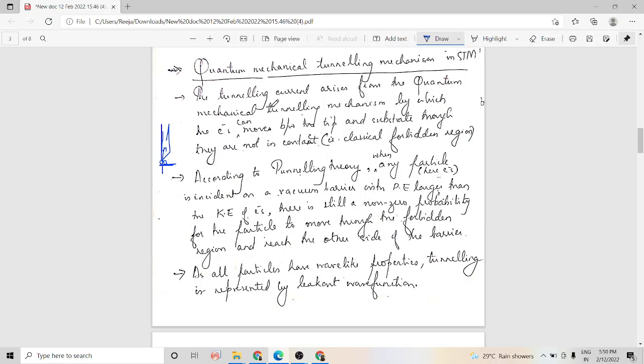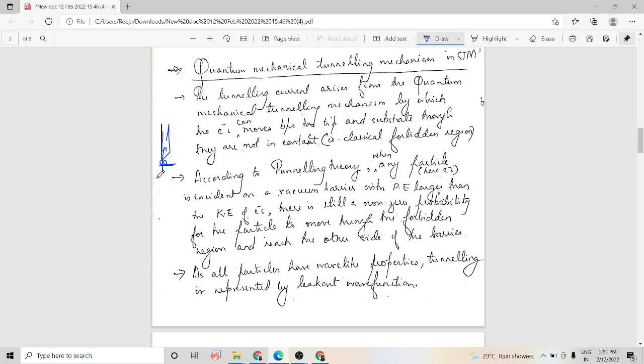Classically, electrons cannot move between the tip and the substrate as they are not in contact. So there is a classically forbidden region there. But according to the quantum mechanical tunneling theory, when a particle is incident on a vacuum barrier with a potential energy larger than the kinetic energy of the electrons, there is still a very small yet non-zero probability for the particle to move through the forbidden region and reach the other side. That is the quantum mechanical tunneling theory, which you have already learned.